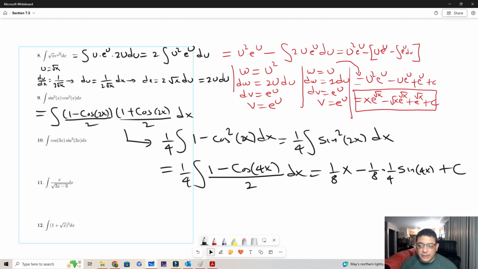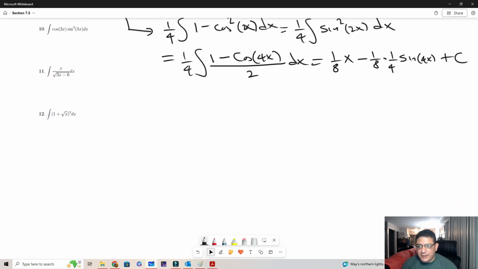So the key part here was the conversion using identities to simplify the integral that I was trying to make. Okay. Now let's go to number 10, which is the integral of cosine of 3x sine cubed of 3x. Notice that if these were two different integral parts, we might have to use some sort of double angle identity, but also we have a power here.